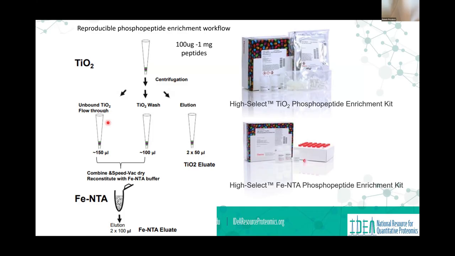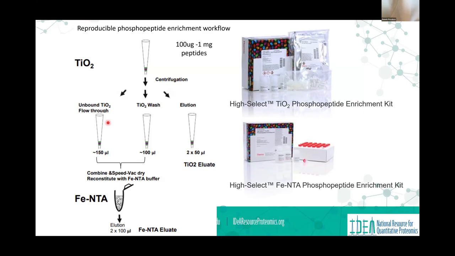So with the method we're using, we bind titanium first, and it doesn't have as high binding capacity as the iron. And so if we have more phosphopeptides, they actually flow through. We bind all we can, they flow through, and then we take this flow through and we capture it on the iron. And then we combine the eluted peptides from the titanium and the iron together and do one analysis.